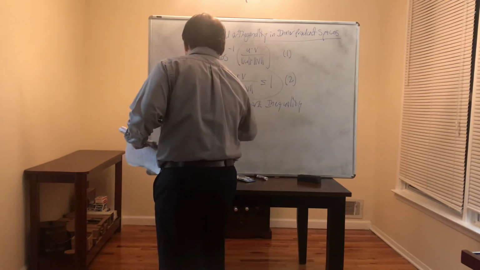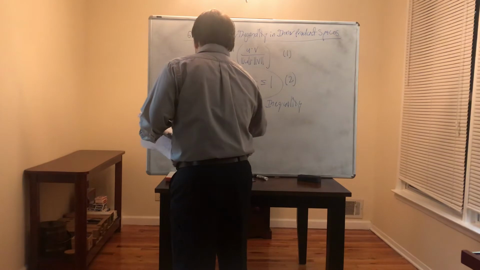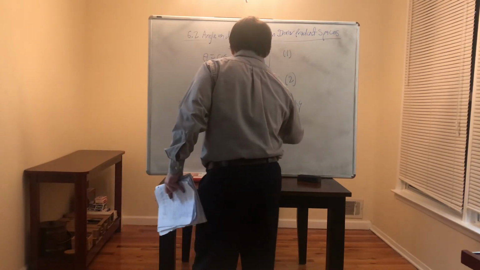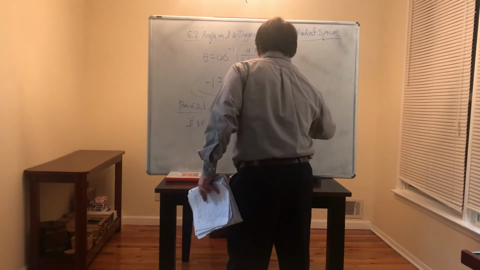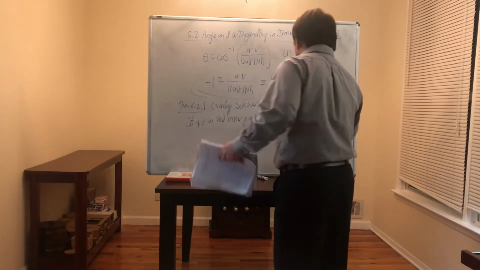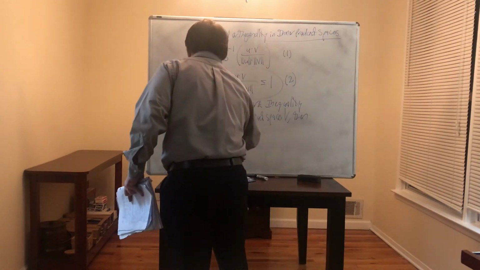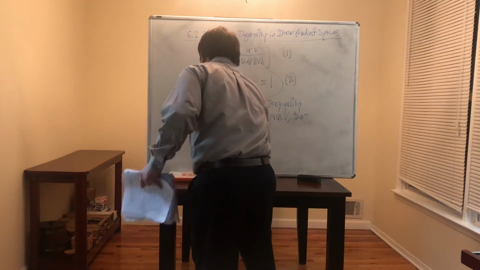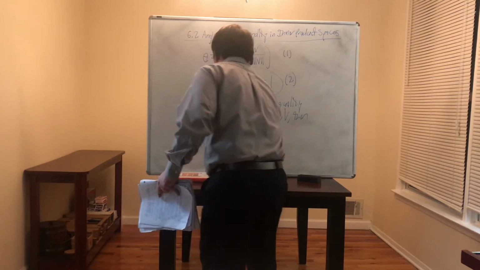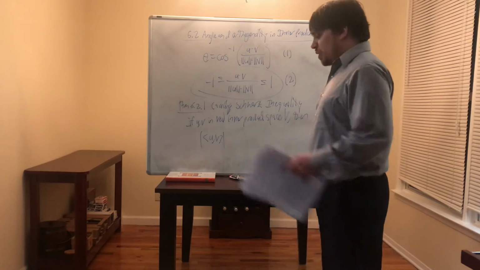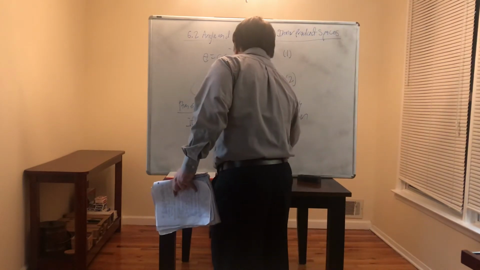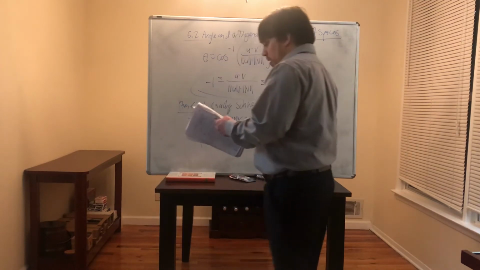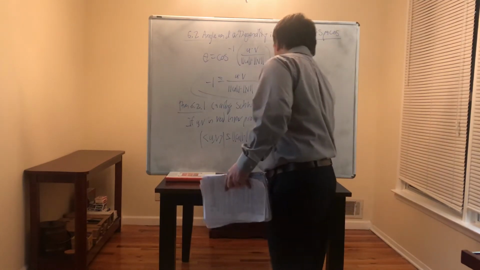So if u and v are vectors in a real inner product space capital V, then the absolute value of the inner product of u and v is less than or equal to the norm of u times norm of v. So that's fact 3 in this section.